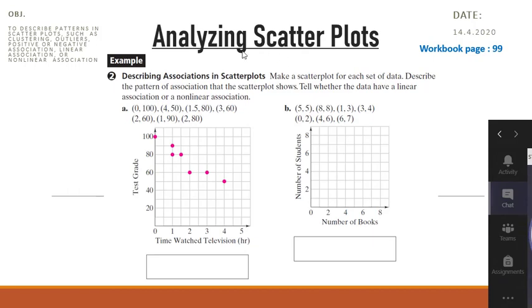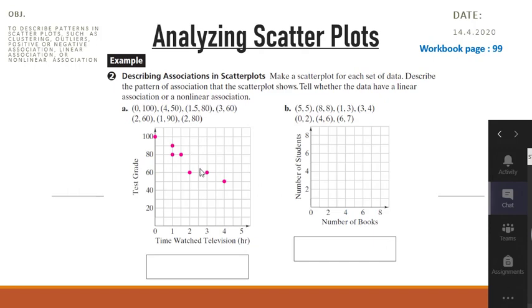I want him to tell me whether the data have linear association or non-linear association. That is wrong. In this one? Which point? Yes, that's one. That's 180. Because here he puts the dot at 1 and 80. It is 2 and 80. 2 and 60. The last one, 2 and 80. Yes. Right, so this point is in this place.